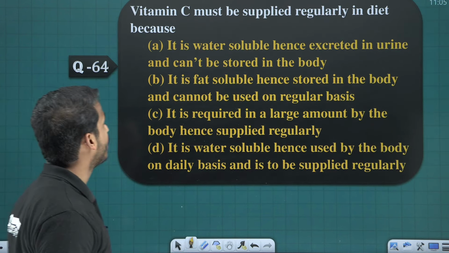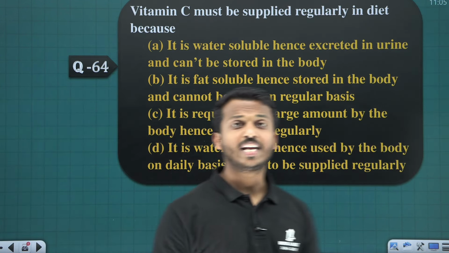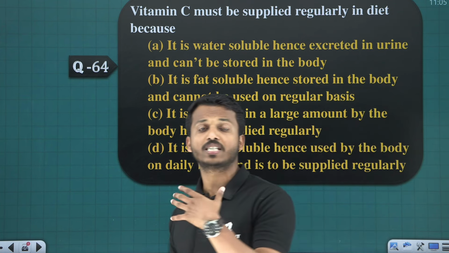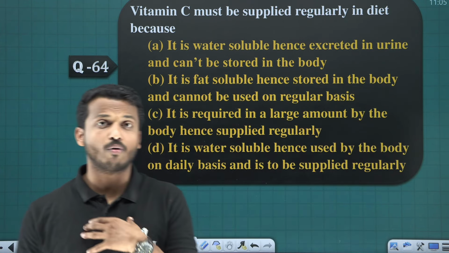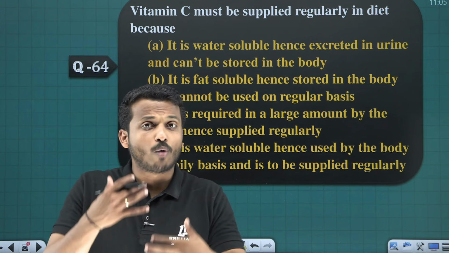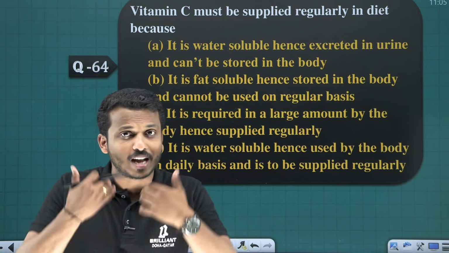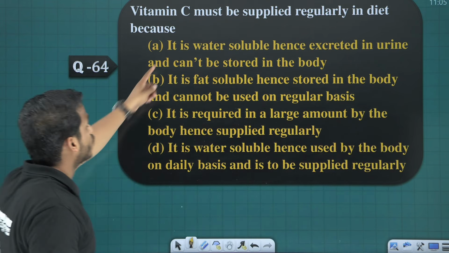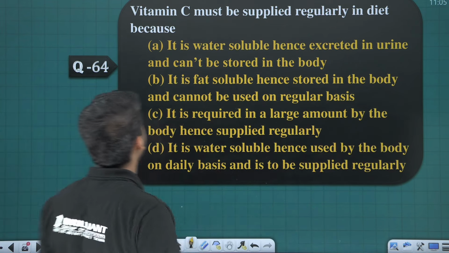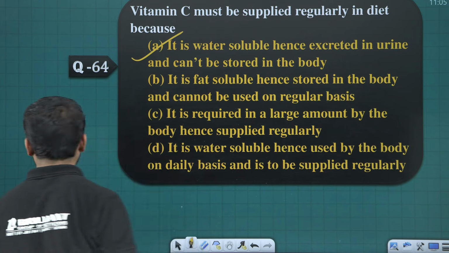Now, vitamin C must be supplied in our diet. Vitamin B and vitamin C must be supplied in our diet because they are water soluble vitamins. In our body, water is there, so vitamin B and C dissolve in water and are excreted through urine. We can't store them in our body. So they are water soluble, hence excreted in urine and can't be stored in our body.